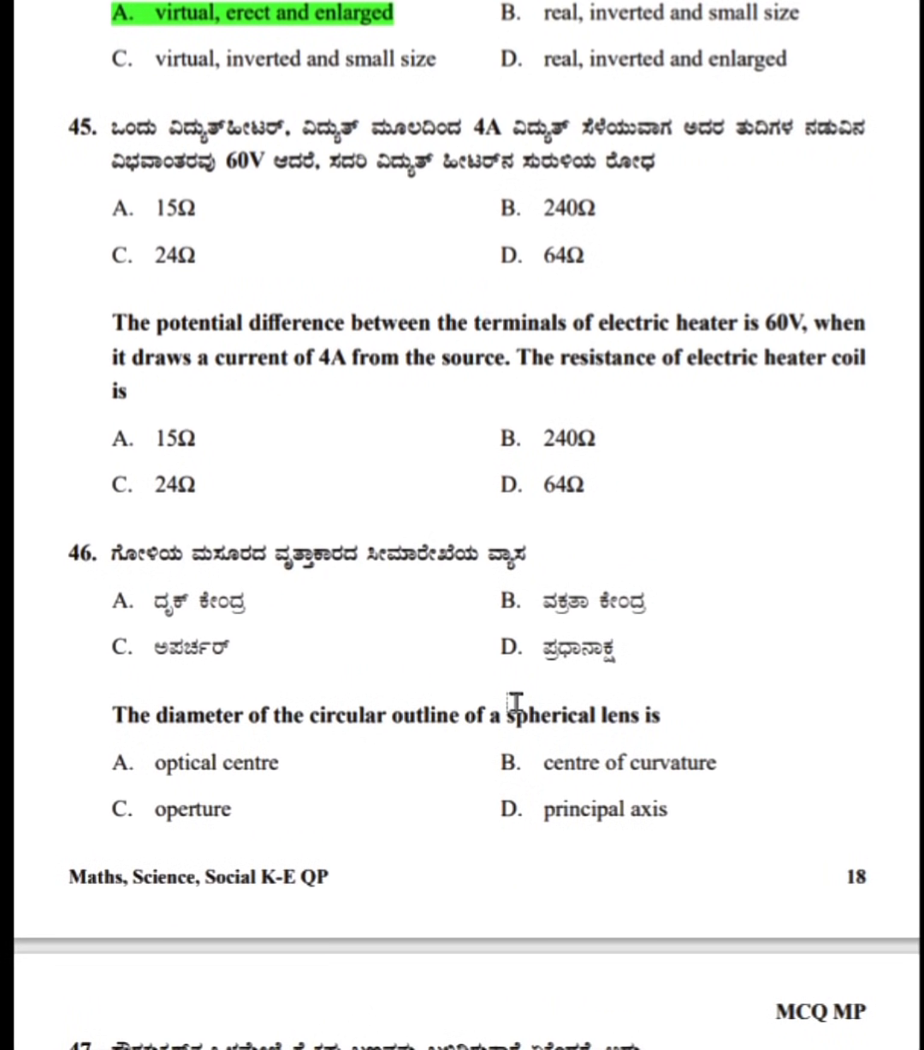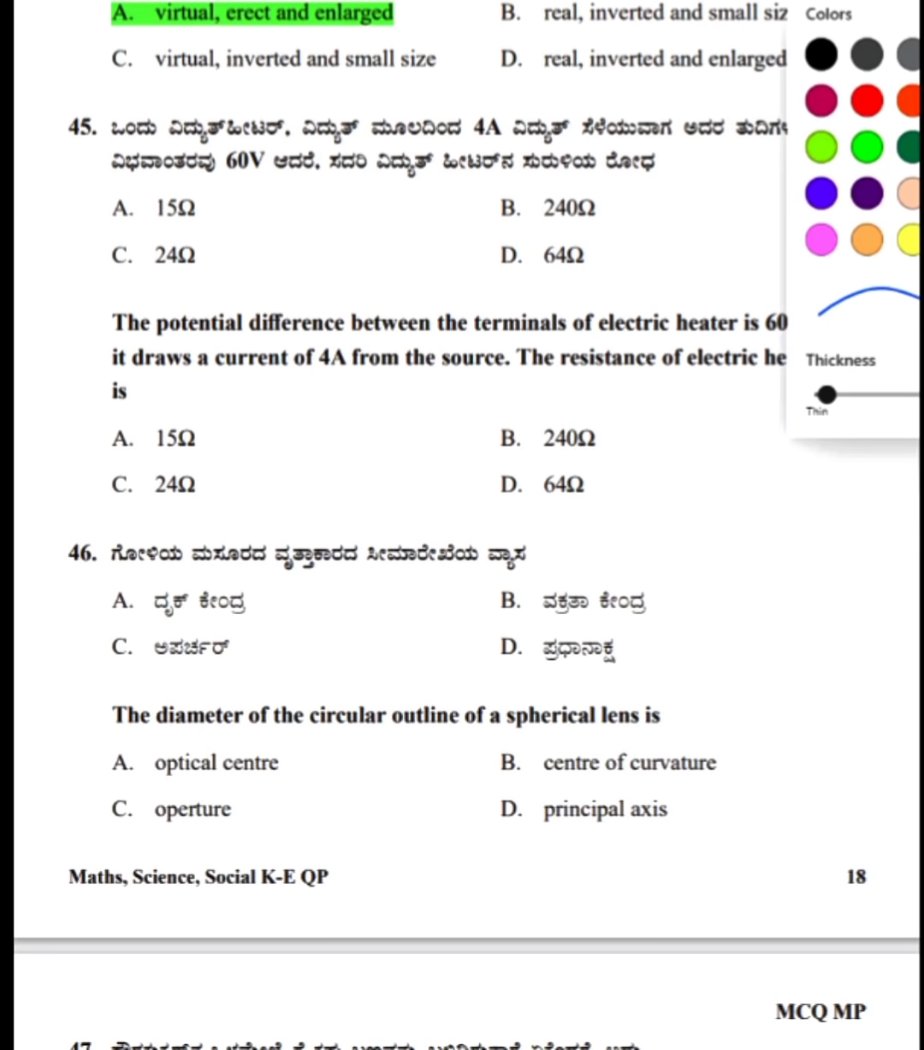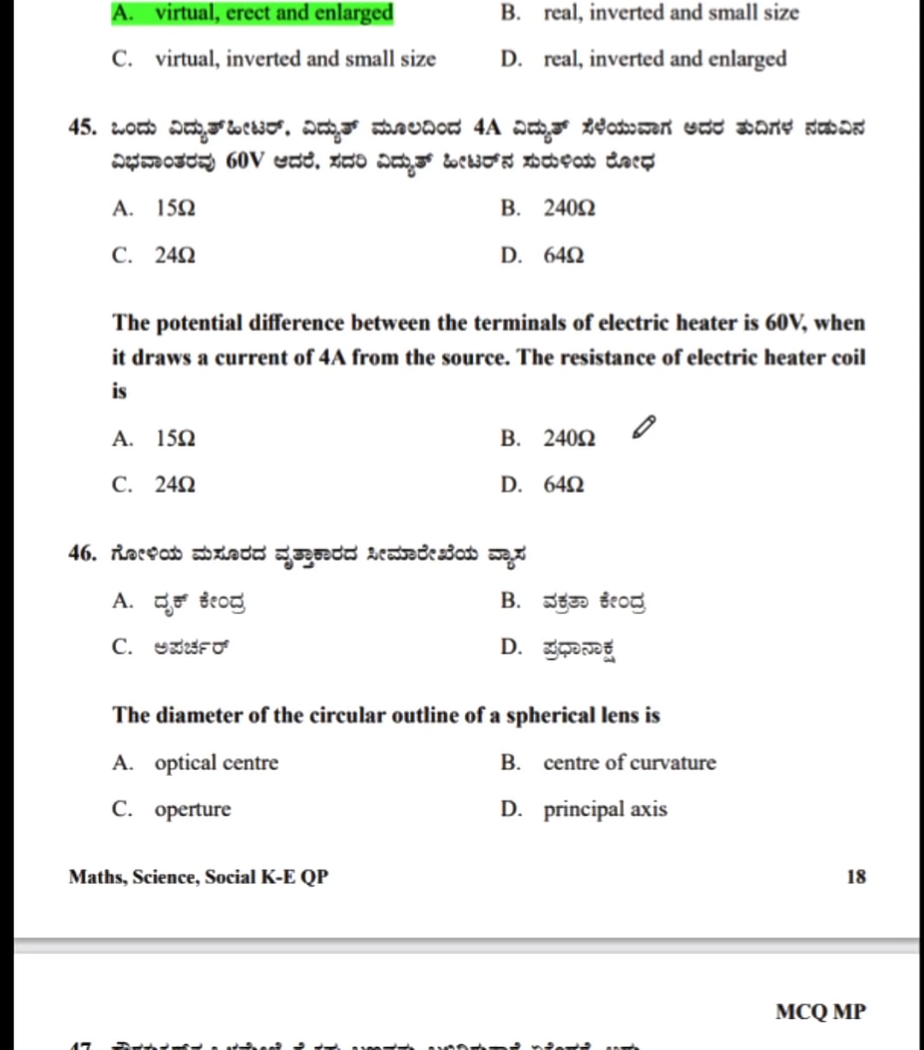Question number 45. The potential difference between the terminals of electric heater is 60 volt. When it draws a current of 4 ampere from the source, the resistance of heater coil is. By Ohm's law, we know that V equals I into R. By using this formula, that is Ohm's law, given the voltage is 60 volts and the current drawn is 4 ampere.